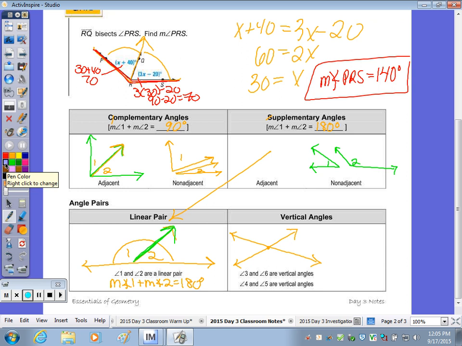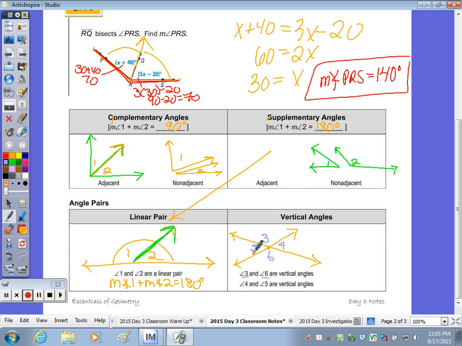In my notes, I have 3 and 6 are vertical. They're directly opposite each other. 4 and 5 are also vertical angles. Vertical angles, their measures are congruent.